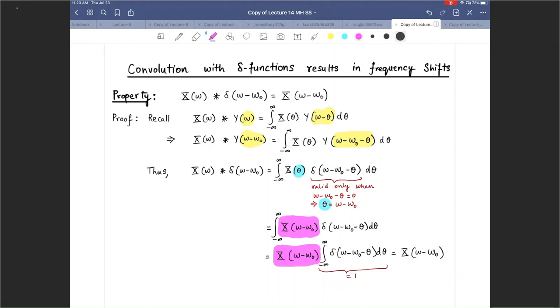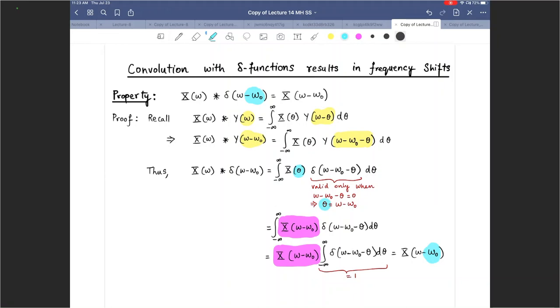So the result of convolving with an impulse is a frequency shift. X of omega gets shifted to X of omega minus omega naught. That's it. And that omega naught depends on where that impulse is. All right, so this matches, let's see, blue. This is coming from here.